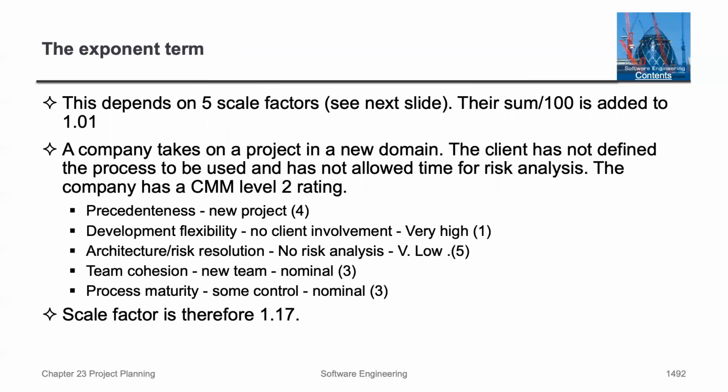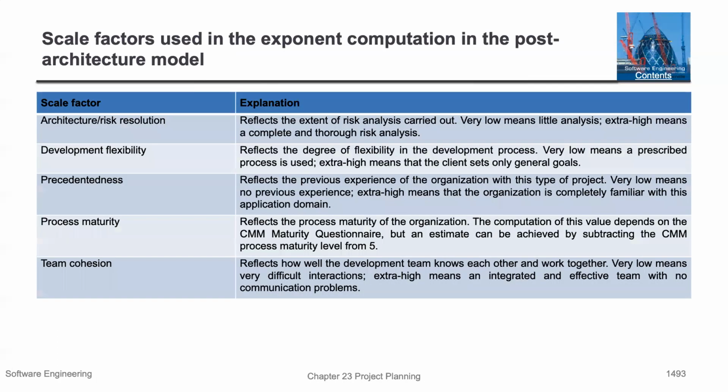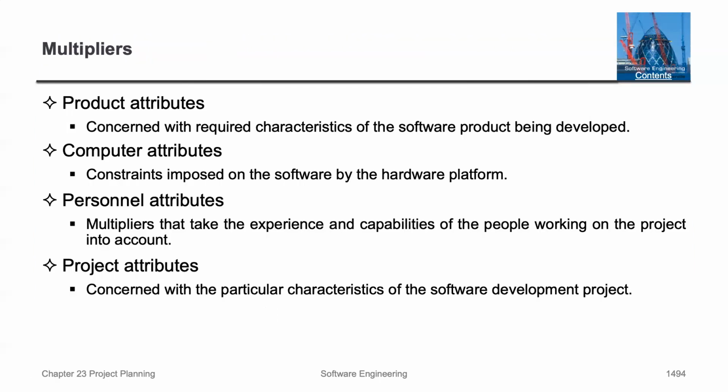For the exponent term, this depends on 5 scale factors, and they sum. Anyway, it's just some more details about the exponent term that you can read. I'm just going to speed over this and not focus on this in too much detail, but here are the scale factors and the exponent computation for the post-architectural model. For multipliers, you can have product attributes, computer attributes, personnel attributes, and project attributes. And see, these are all things that can be brought in for the evaluation.